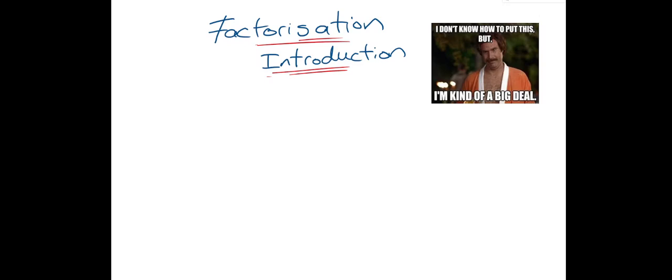Previously, we looked at expanding brackets. So taking something which is already in brackets, like that, and getting rid of the brackets. So we would expand it, everything outside the bracket times everything inside the bracket. 3x, is that one done? 3 times 2.